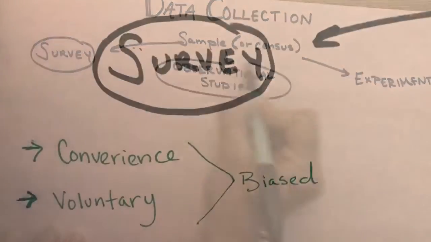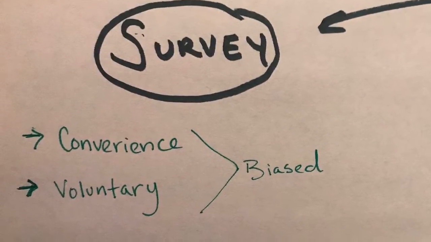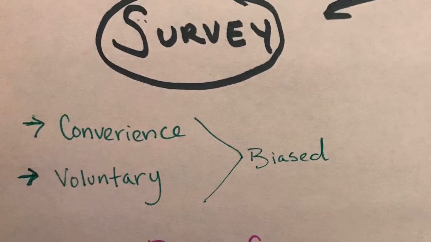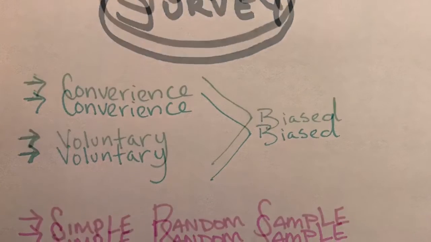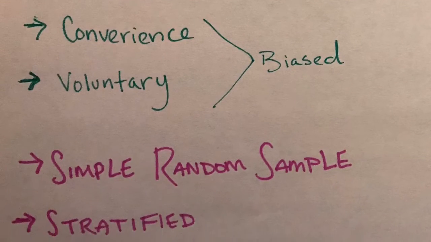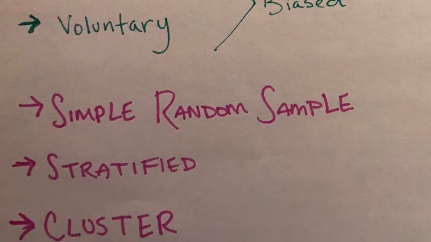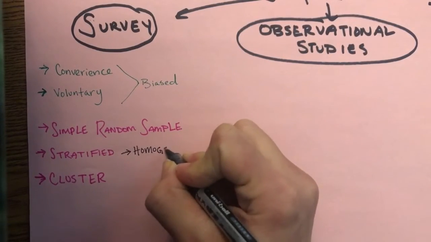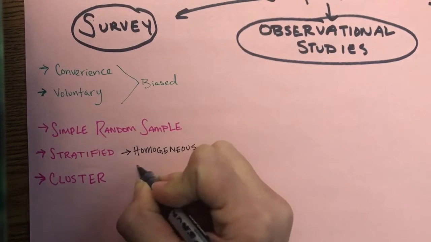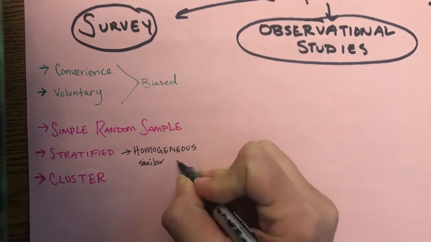So let's focus on surveys. Two types are convenience and voluntary surveys, but these are biased in nature. They're easy, but they have negatives attached to them. Simple random sample, stratified, and cluster are all ways to randomize your sample group for your survey.